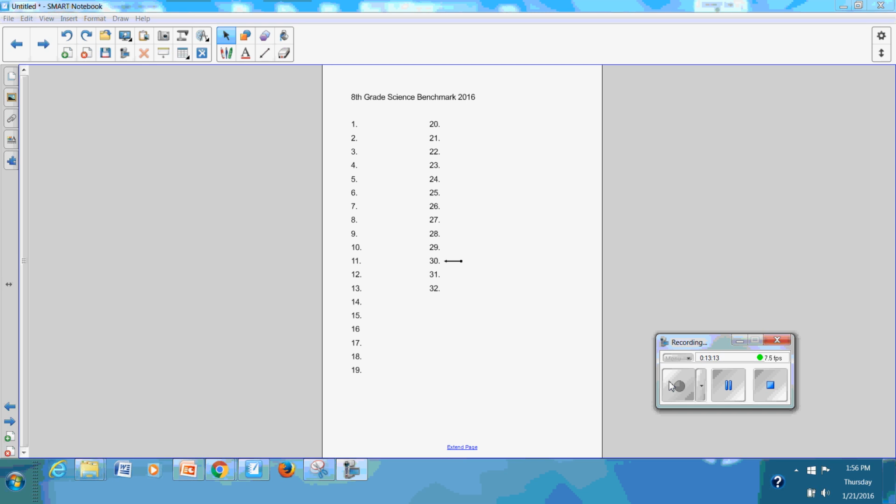Question 30. In an area known as the Ring of Fire, volcanic island chains have formed in the Pacific Ocean. What most likely caused this to happen? F, convergent plate boundary. G, transform plate boundary. H, mantle hotspot. Or J, divergent plate boundary?